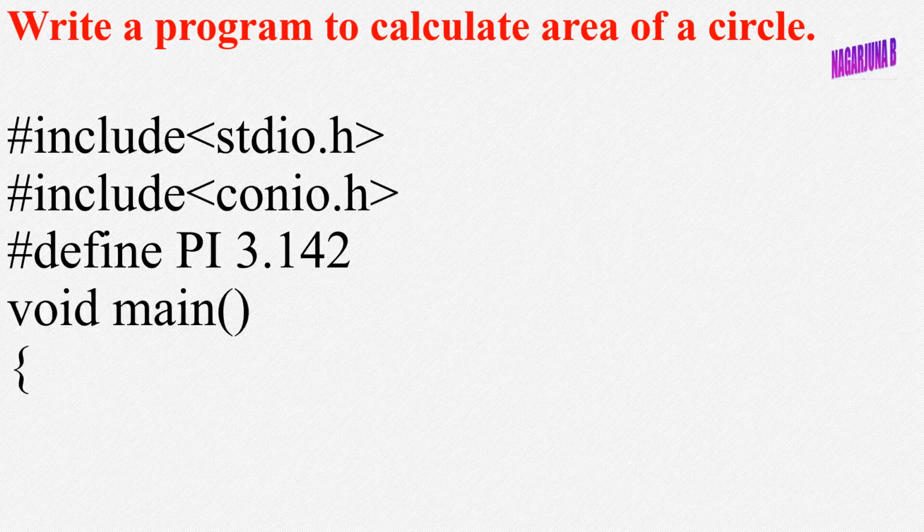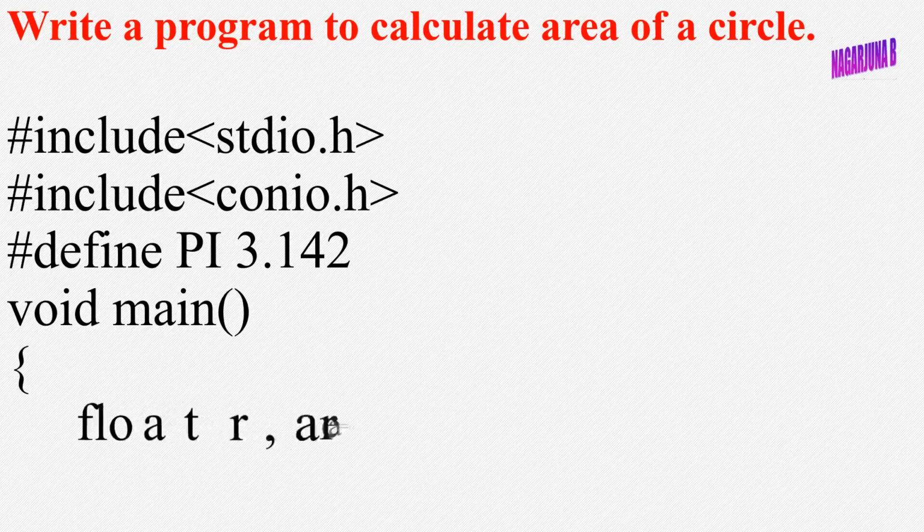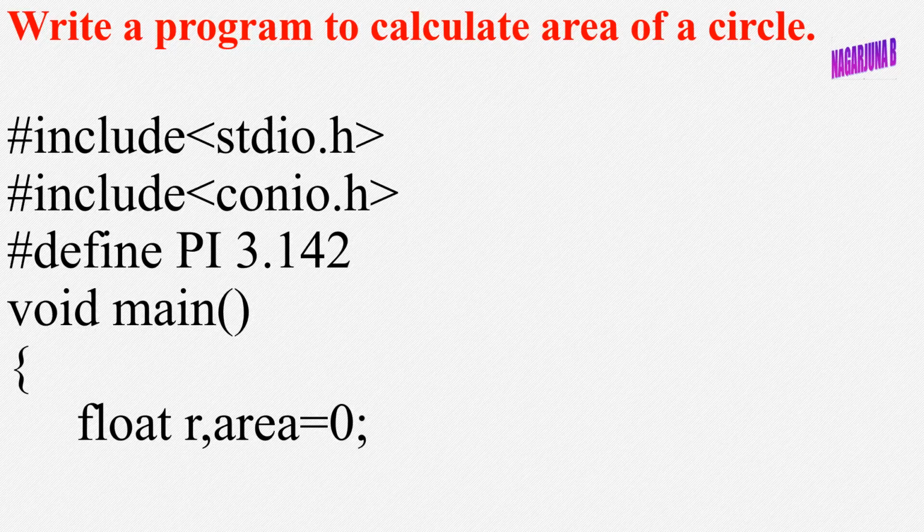After that open the curly brace. Then I declare two variables, one is r and another one is area. I will declare both as type float: float r, area; Only these are the required variables for this particular program. So I have declared only three things here. One I have declared as a symbolic constant, and the rest of the two I have declared as float variables.